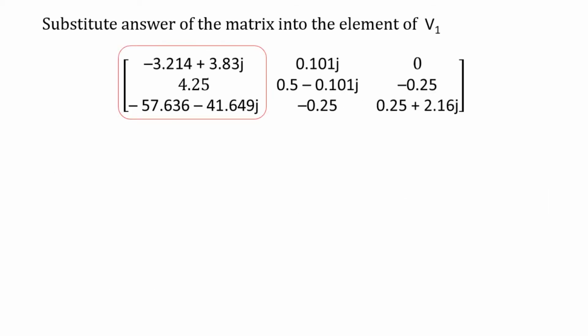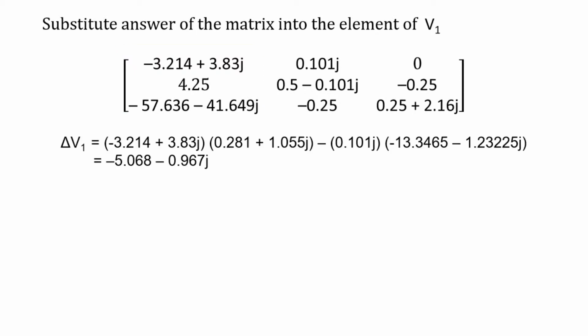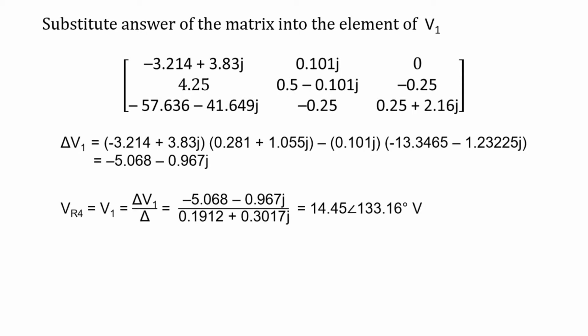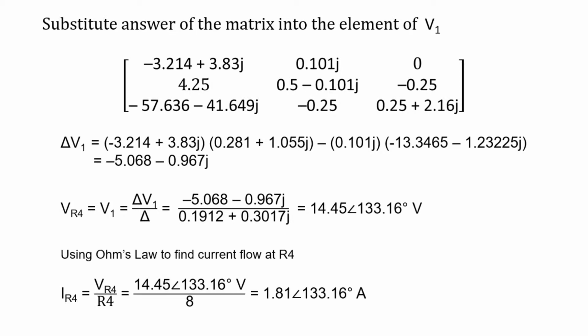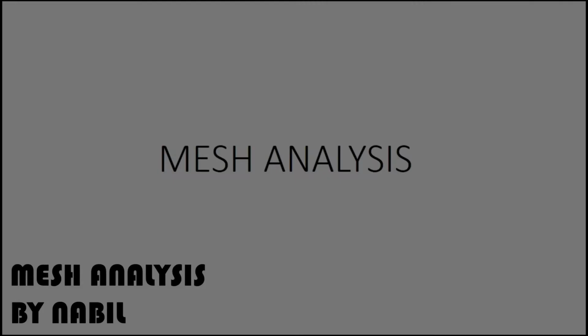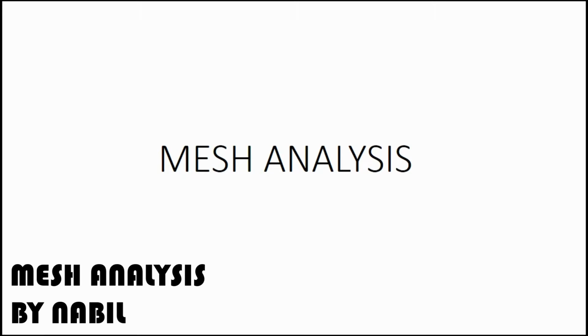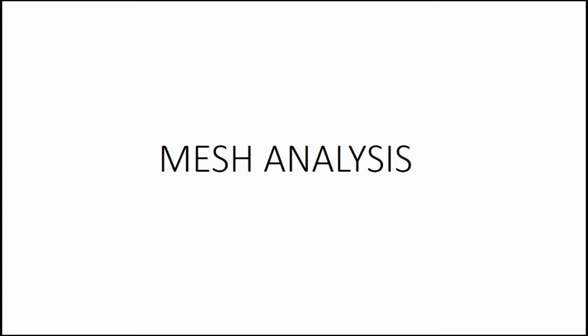Then, substitute the answer of the matrix into the element of V1. Thus, we find the determinant of V1. Therefore, the determinant of V1 is divided by the determinant of the coefficients to get the value of the voltage across R4. Lastly, by using Ohm's law, we can find the current flowing through R4. This is my analysis method to solve the problem for the circuit.